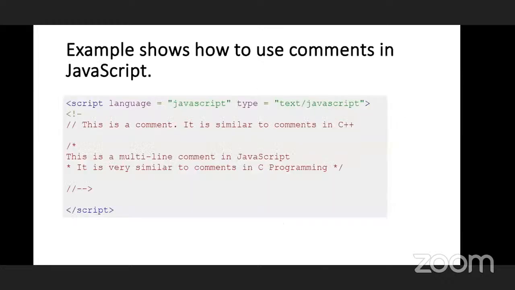Then see this example program, how to use comments in JavaScript code. See here, after writing the script language statement in the third line, we are writing this is a comment. It is similar to comments in C or C++. Here we are writing a double forward slash before that third statement. Observe the third statement, double forward slashes. So this is used to make a single line a comment line.